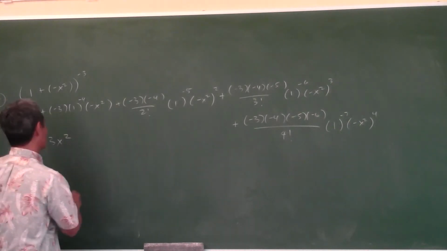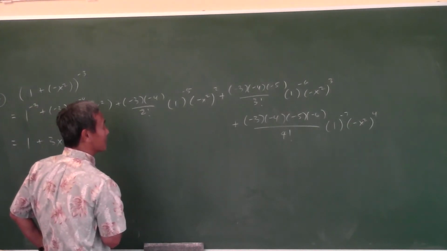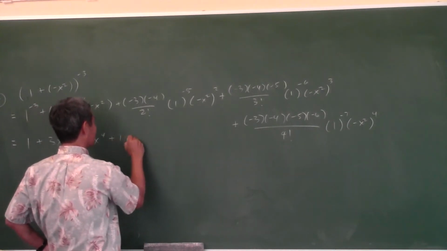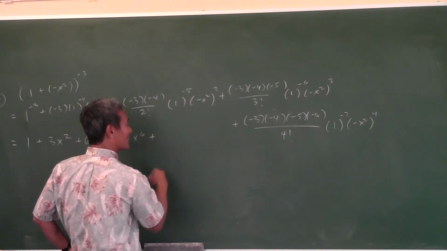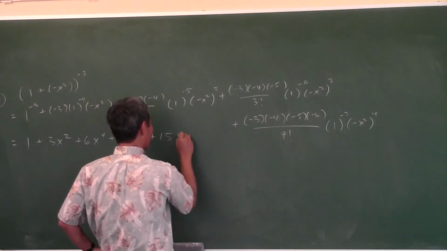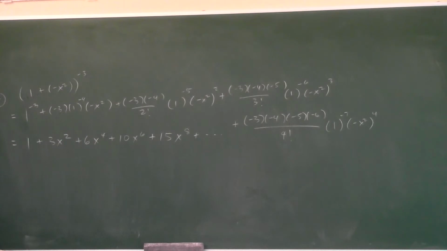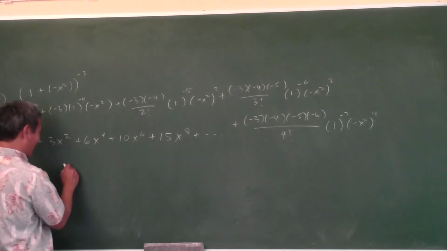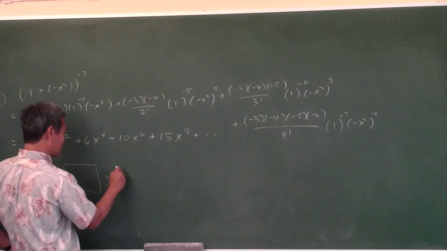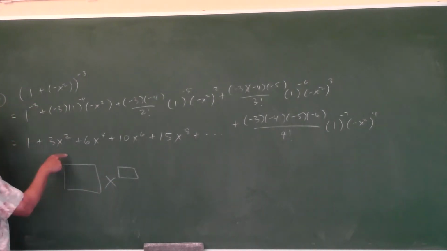Okay, the next term is going to be 6x to the 4. And the 3's cancel out, so just 10x to the 6, plus, and then the 3 and 4 cancel out, so 15x to the 8. There you go, that's the first 5 terms. Now find the 100th term because there's a pattern. You guys see the pattern? The pattern is it's going to be something x to the something. Fill in the boxes. Let's look at the powers of x first of all.